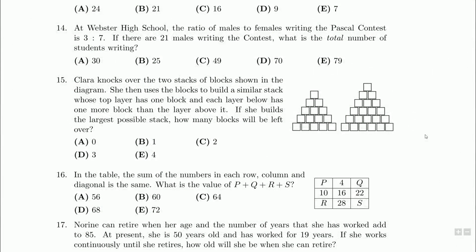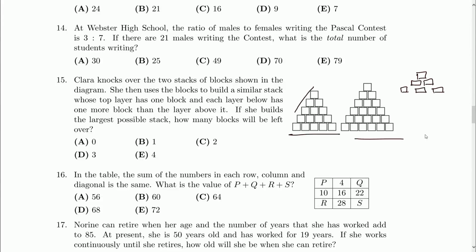We're looking at question number 15 on the 2007 Pascal paper. Clara knocks over 2 stacks of blocks shown in the diagram. So we've got 2 stacks of blocks here. Then she uses the blocks to build a similar stack, whose top layer has 1 block, and each layer below has 1 more block than the layer above it. So we start with 1, then 2, and then it would be 3. And we're just going to keep going. If she builds the largest possible stack, how many blocks will be left over? So she only has these blocks that she knocked over to work with.